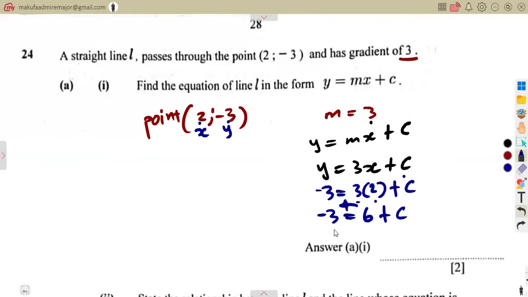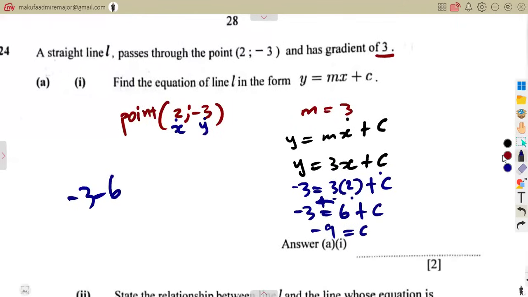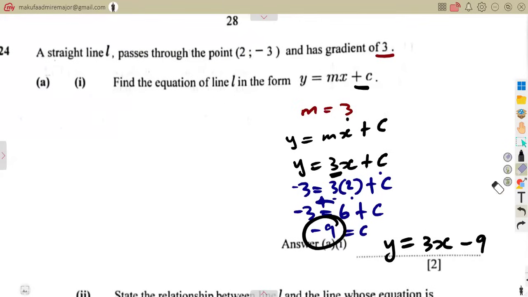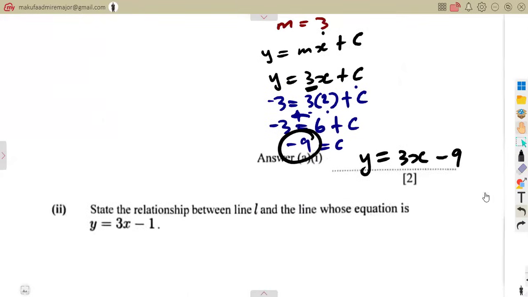Take this to the other side, that's a minus. Minus 3 minus 6, that's minus 9, is equal to c. So therefore, our equation in this format is going to be y equals mx, which is 3x, plus c, plus minus 9. That's a minus 9. So y is equal to 3x minus 9. When given a point and a gradient, it's enough to calculate the equation.